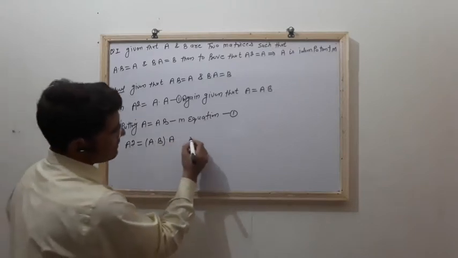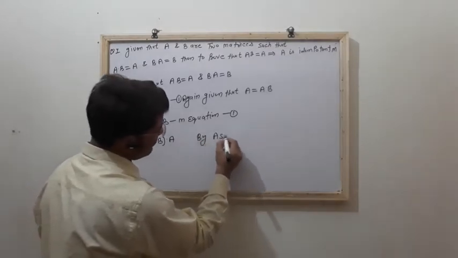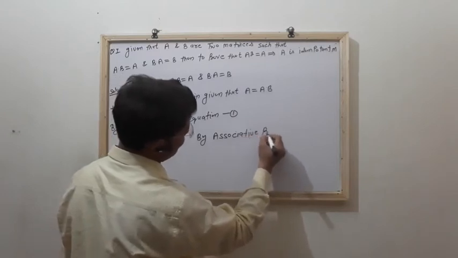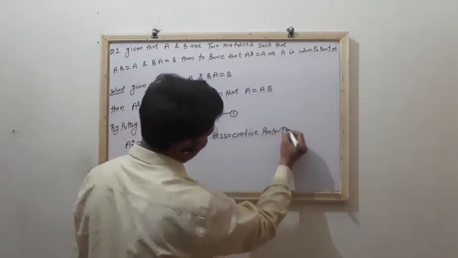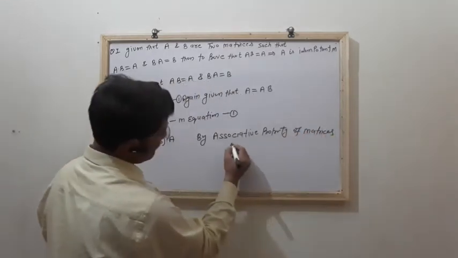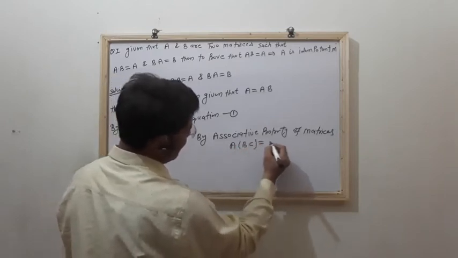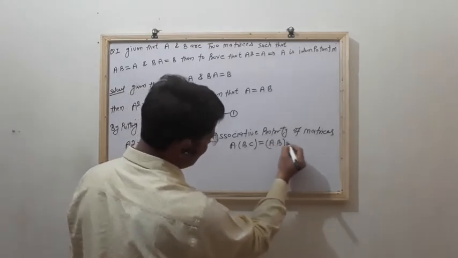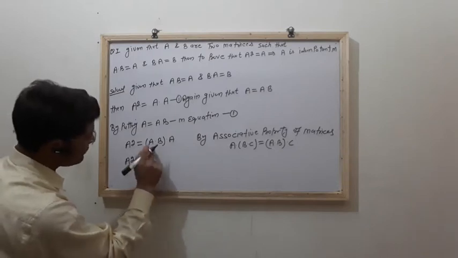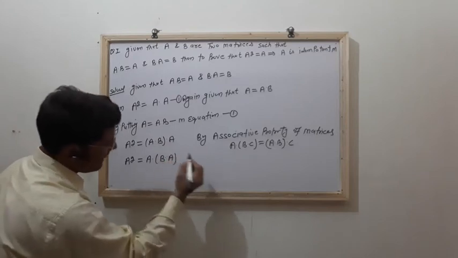We know that by the associative property of matrices, A into B into C is equal to A into B into C, so that A square is equal to A into B into A.